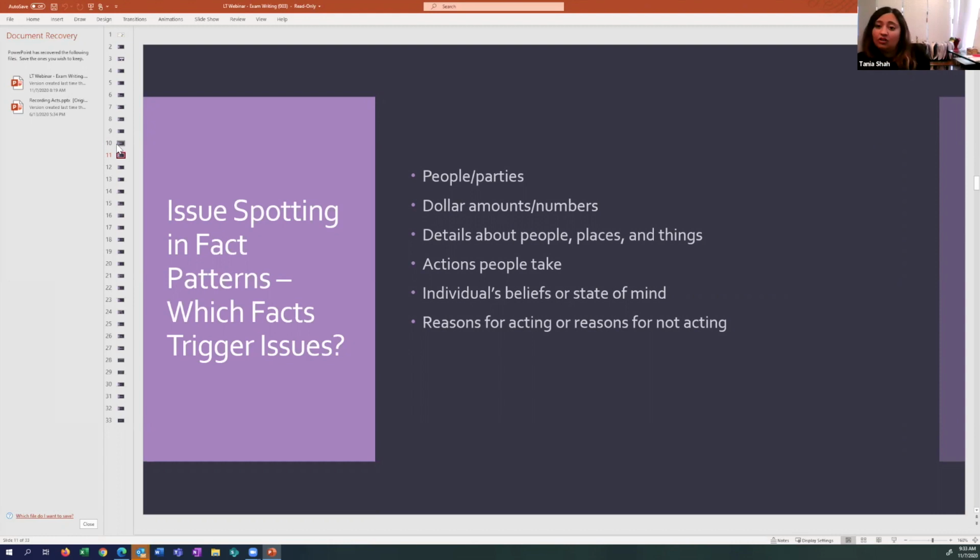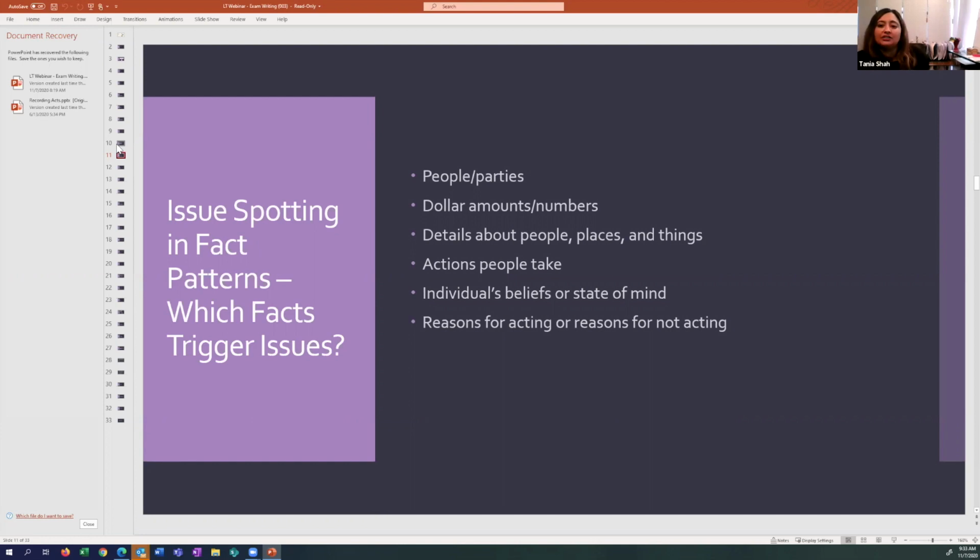So that's not helpful. And we totally get it. People are just like, oh, all you do is issue spot. And then you go and you're like, okay, well, what am I supposed to do if I can't spot them or I don't spot them all? So here's some helpful tips on how to spot the issues.